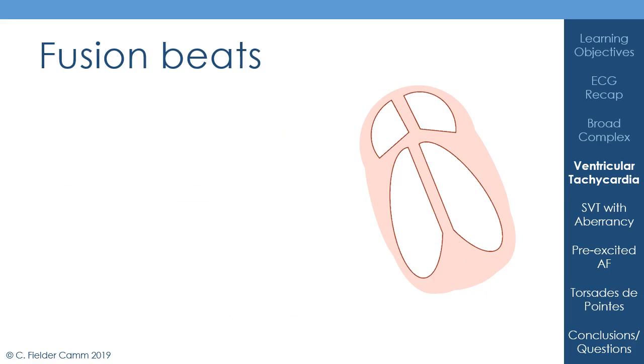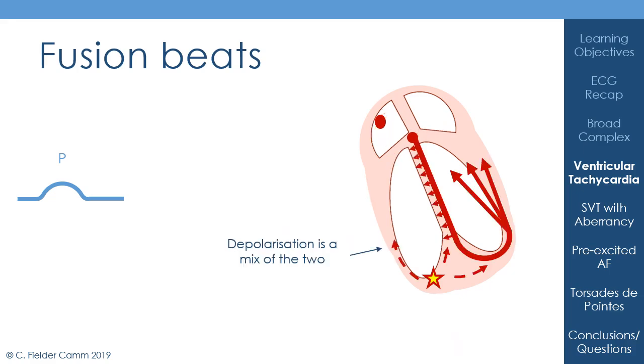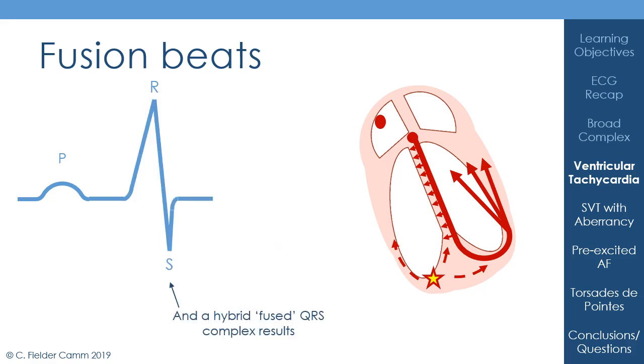So what about fusion beats then? Well, if it's timed almost right, but not quite, what might happen is the atria depolarize and the signal reaches the AV node when the ventricles are ready to receive a signal, and they're no longer refractory, and the ventricular focus fires at the same time. Well, then you kind of get this combination where the depolarization of the ventricles is a mix of the two. So some of it is using the normal conducting system, some of it is coming from that ventricular origin, and so you get this sort of halfway house, this hybrid fused QRS complex, and that's a fusion beat.